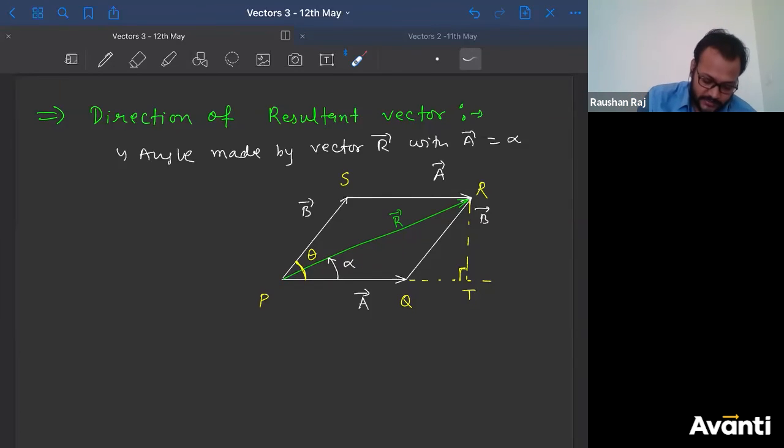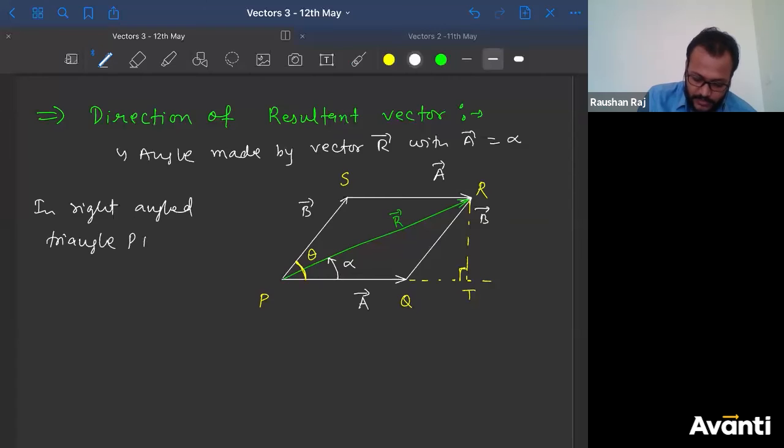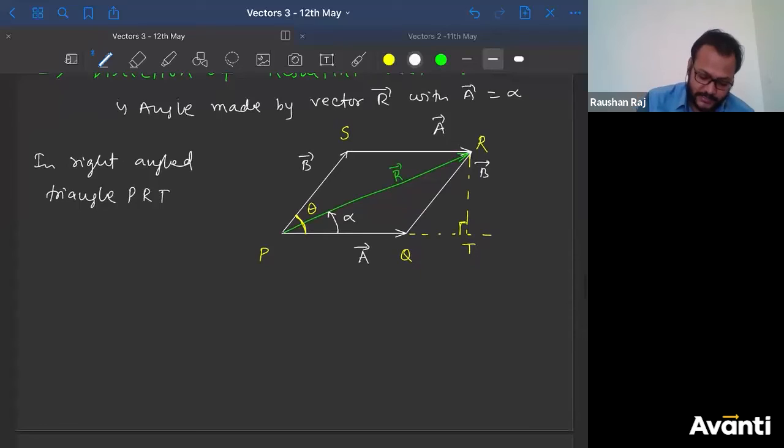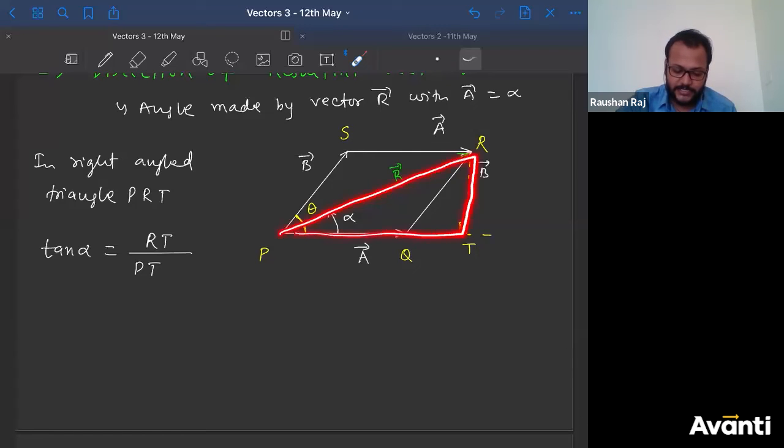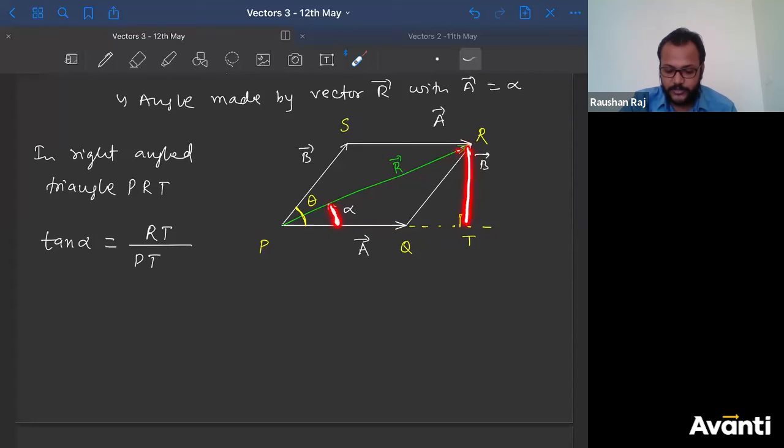So now to get that answer, can I say in right angle triangle PRT, कौन सा triangle है? PRT. In right angle triangle PRT, I can say that tan alpha is equal to RT divided by PT. कौन सा right angle triangle लिया? देखो ये वाला, the one which I am denoting with the red laser light. Now in this right angle triangle, for this angle alpha, this is the perpendicular or the opposite side, and this is the base or adjacent side. So tan alpha is nothing but perpendicular by base, so RT divided by PT.